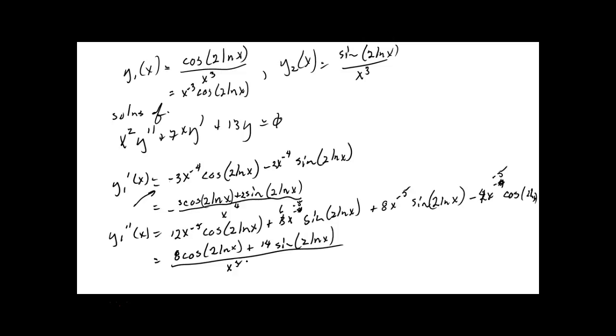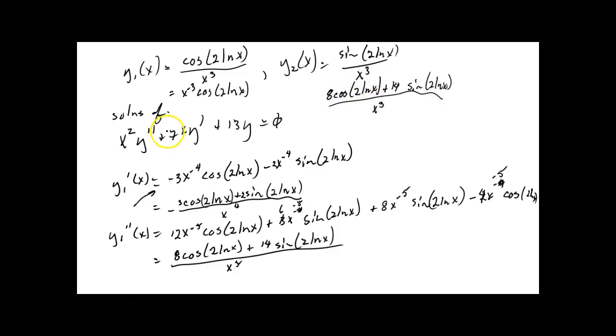All right. Yuck. Let's plug this in and see if this works. x squared times this one. Of course, this x squared is going to wipe out the 2 of these, and that's going to leave you over x to the 3rd. Okay? So that would be 8 cosine 2 log x plus 14 sine 2 log x. All that's over x to the 3rd.